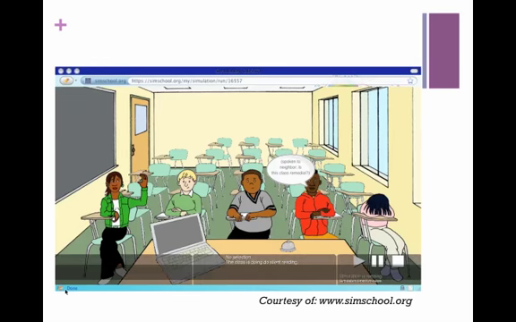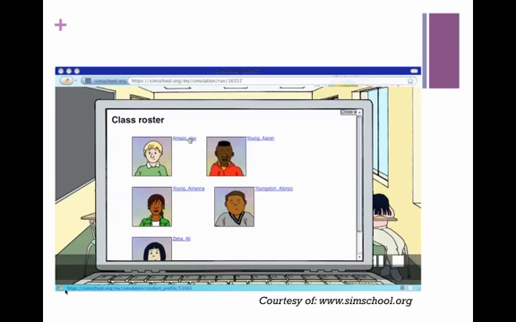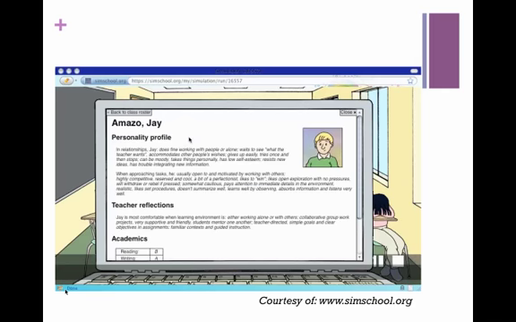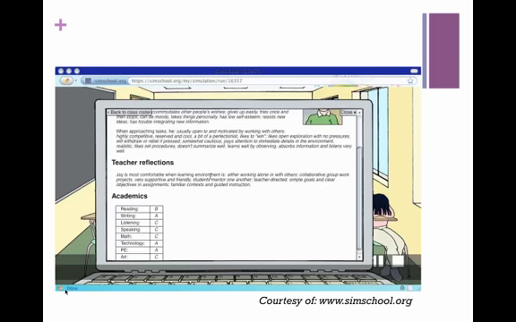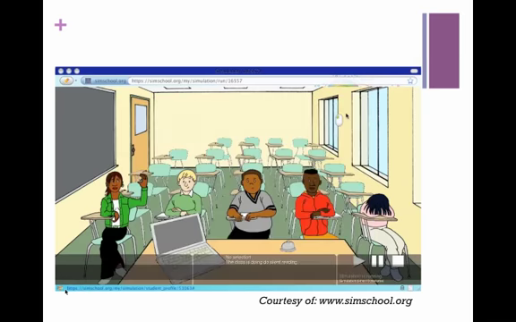When using SimSchool, the teacher is able to virtually interact with students by asking behavioral and cognitively challenging questions and make observations based on the student's reaction. When the simulation is over, data is produced that represents the student's level of academic and behavioral contentment based on the student-teacher interaction.